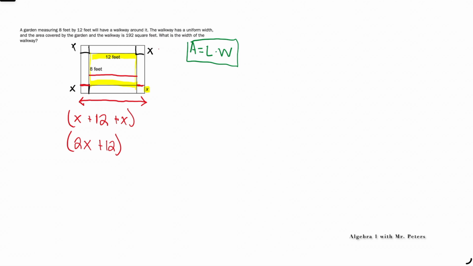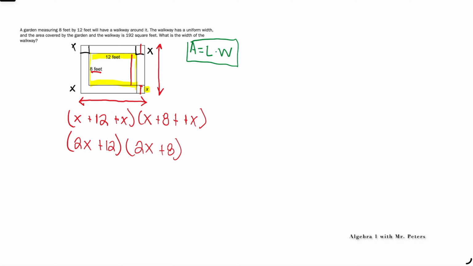Now, when we apply this same concept to the width, it's the same exact thing. So let's just erase these lines. From the edge of the walkway to the beginning of the garden is represented by X. Now when we look at the width of the garden, we know it's 8 feet. So this is why we add 8. And then on the opposite side, it's the same exact thing. From the edge of the garden to the walkway is represented by X because we don't know. So when I rewrite this, we're going to have 2X plus 8.